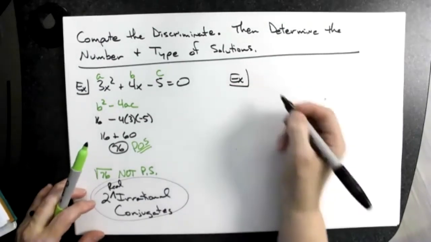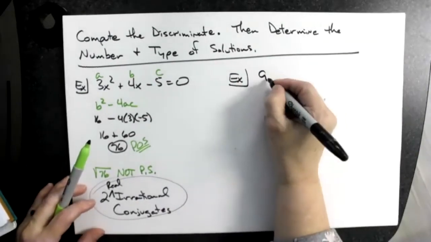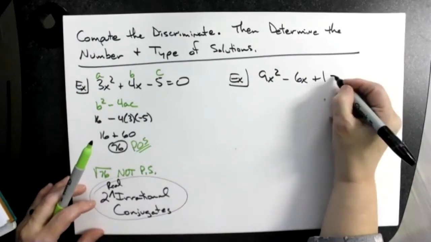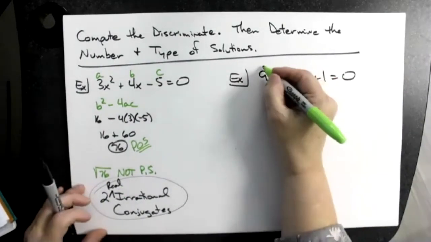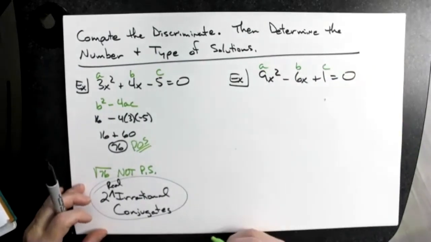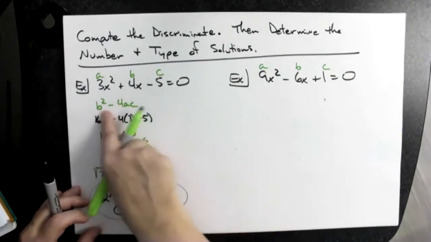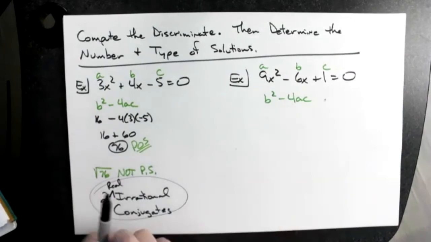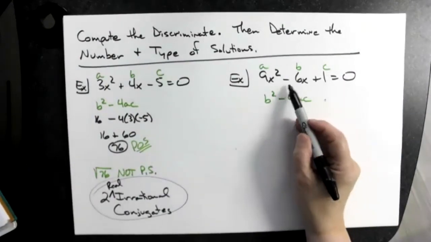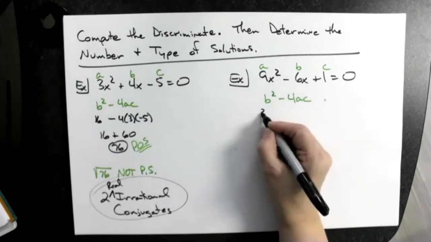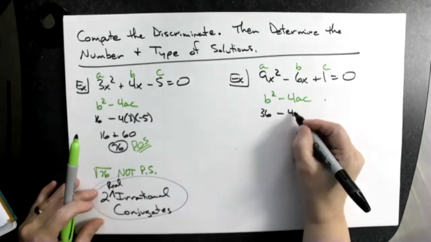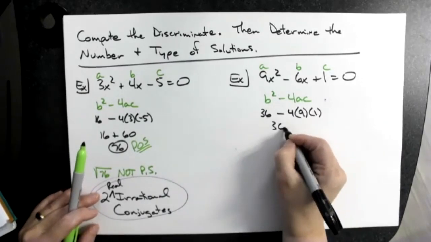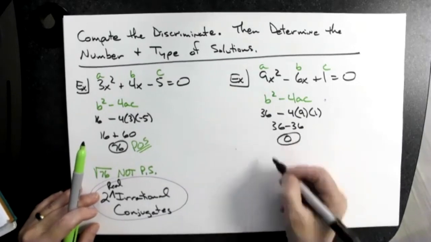All right, let's try another one. Let's do 9x squared minus 6x plus 1 equals 0. Again, we've got our A, we've got our B, we've got our C. First step is always calculate that discriminant. So you've seen what you're looking at. B squared minus 4AC. Again, let's do a little bit of this math in our head. B is negative 6. Negative 6 squared is 36. Minus, I am going to write all these down, 4 times 9 times 1. That's 36. So 36 minus 36 gives me exactly 0.